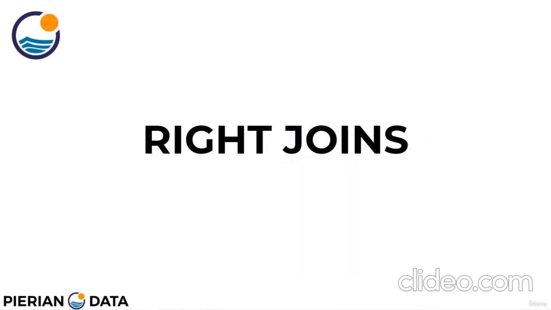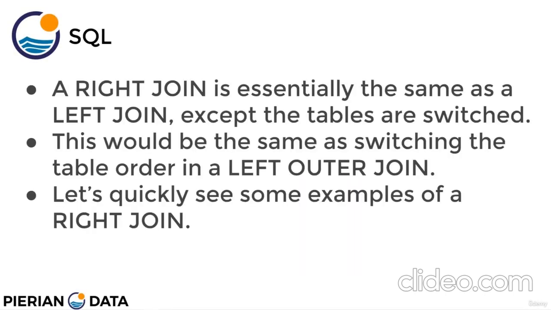Welcome everyone to this lecture on right joins. A right join is essentially the exact same thing as a left join or left outer join, except that the tables are switched. And often beginners get confused when first starting to learn SQL, especially when they hit that left outer join, which is the most difficult join to learn about because it's asymmetrical, and then suddenly they're introduced to this concept of a right join.